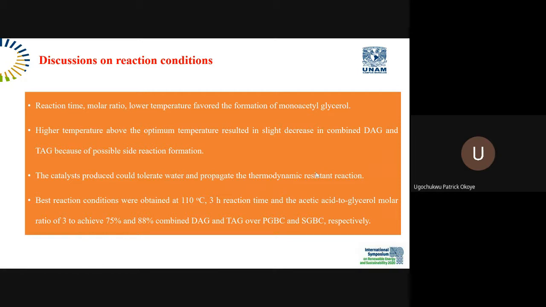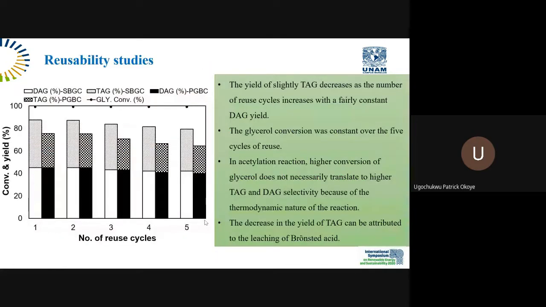The best conditions that were obtained were 110 degrees Celsius, 3-hour reaction time, and molar ratio of 3 to obtain over 70% diacetyl and triacetyl glycerol for both catalysts evaluated. And the reusability study shows that the catalyst is robust in aqueous media. Hence, the catalyst could be reused for 5 times without rapid deactivation.